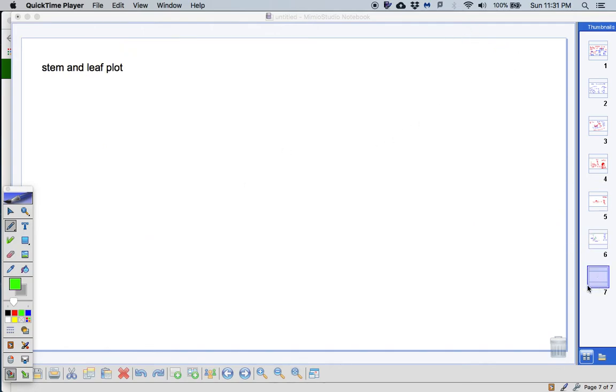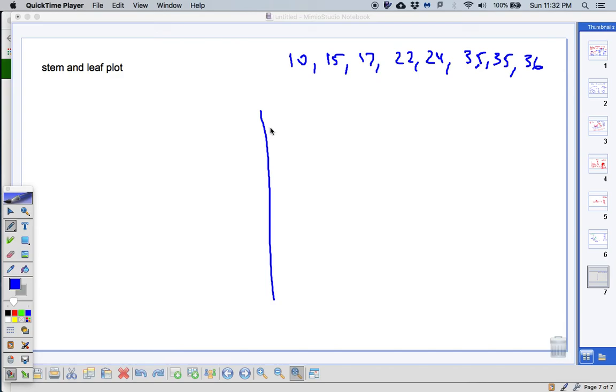Alright, the other graph I want to show you is the stem and leaf plot. Stem and leaf plot looks like this. Typically we use bigger numbers, so let's get some bigger numbers up in here. Say we have the numbers 10, 15, 17, 22, 24, 35, 35, and 36. Okay? And here's how a stem and leaf plot works.